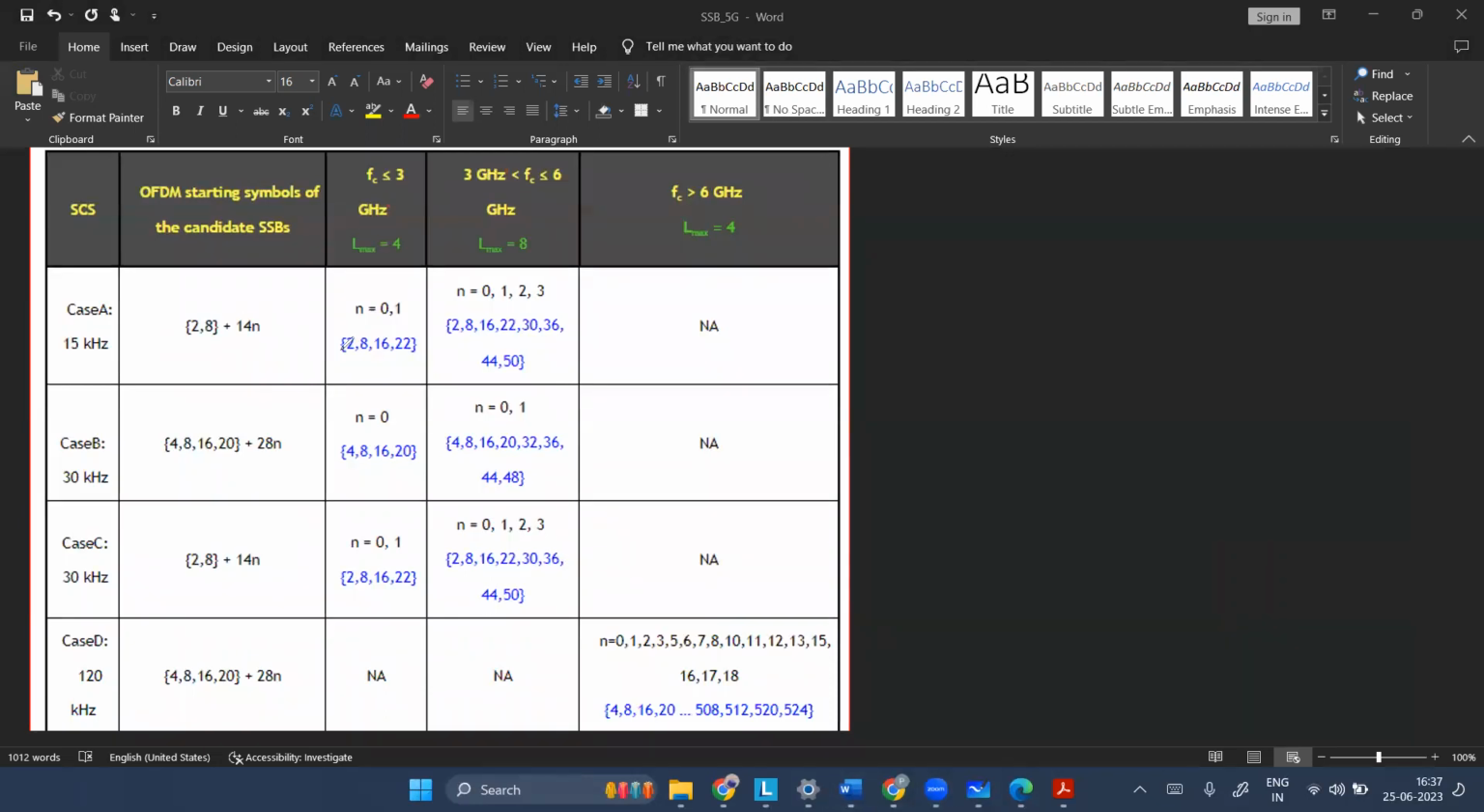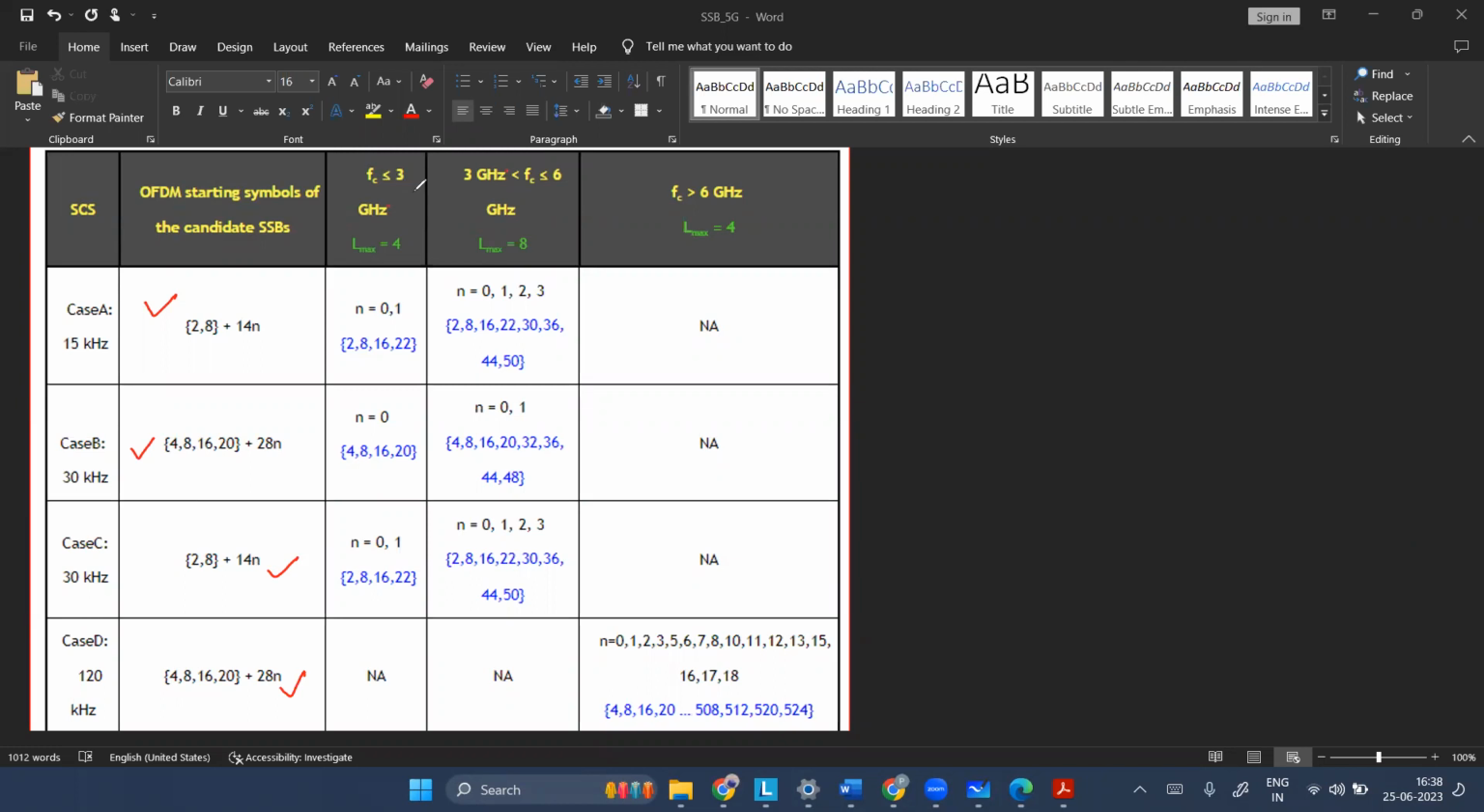The very first case is your case A. Then case B has a different formula, 30 kilohertz: 4, 8, 16, 20 curly braces, plus 28 into n. Then the other 30 kilohertz case is 2, 8 plus 14 into n, and case D, 120 kilohertz, is 4, 8, 16, 20 plus 28 into n. The third column is basically sub-6, pretty much FR1 only.